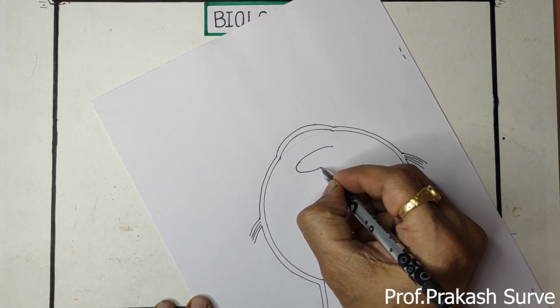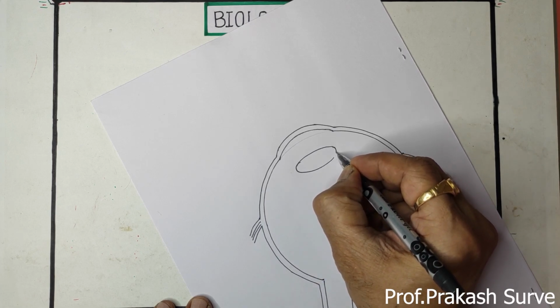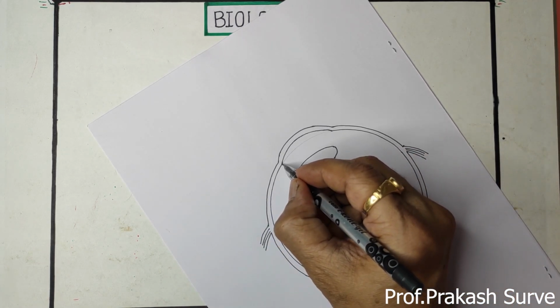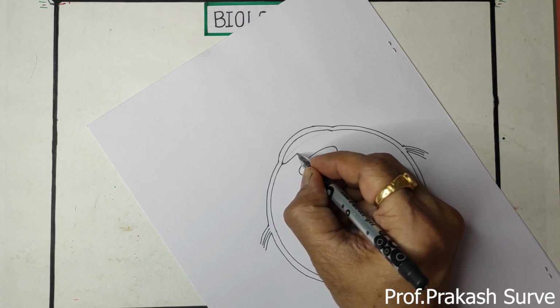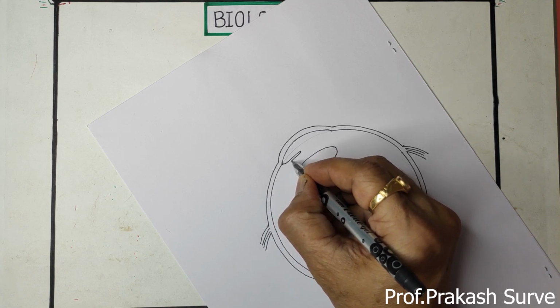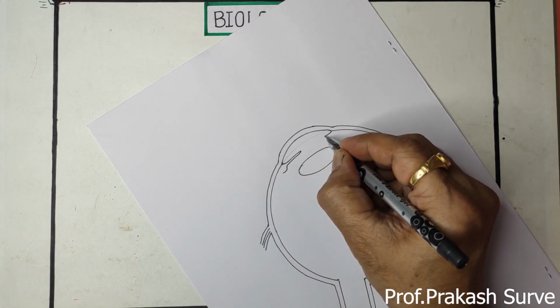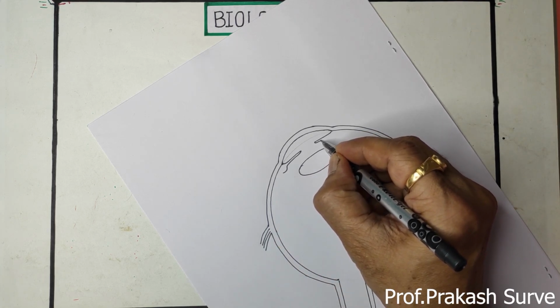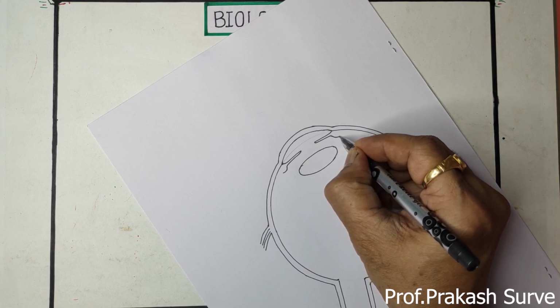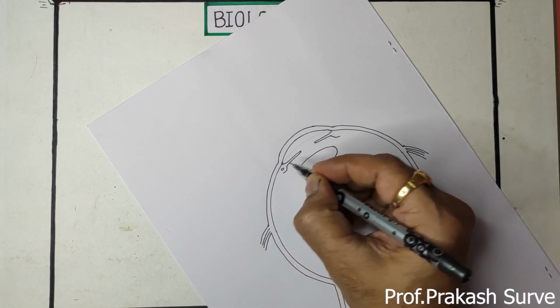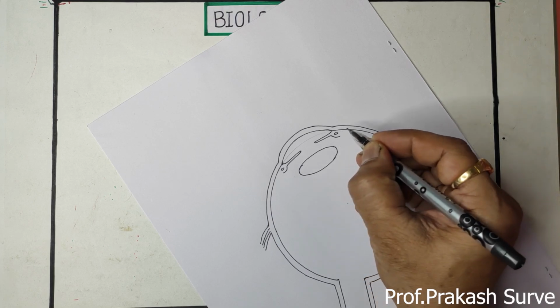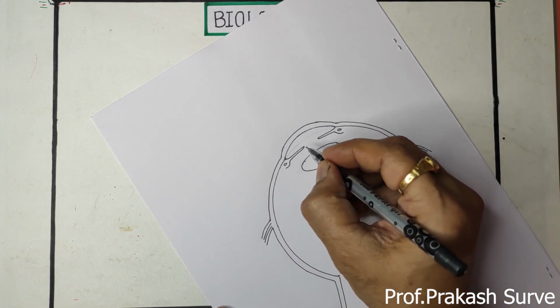So draw disc like structure for the lens. Next to this here, draw something beak like structure. Same way from here, beak like structure like the bird. Draw here the circle like the eye.